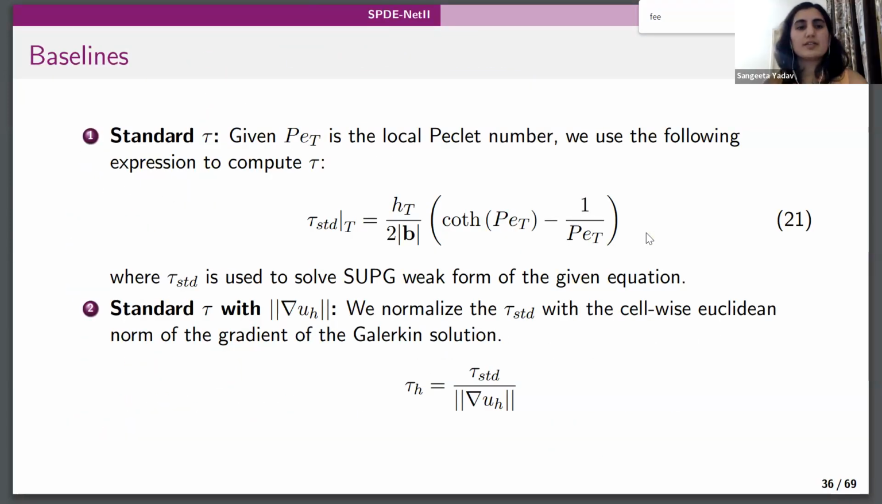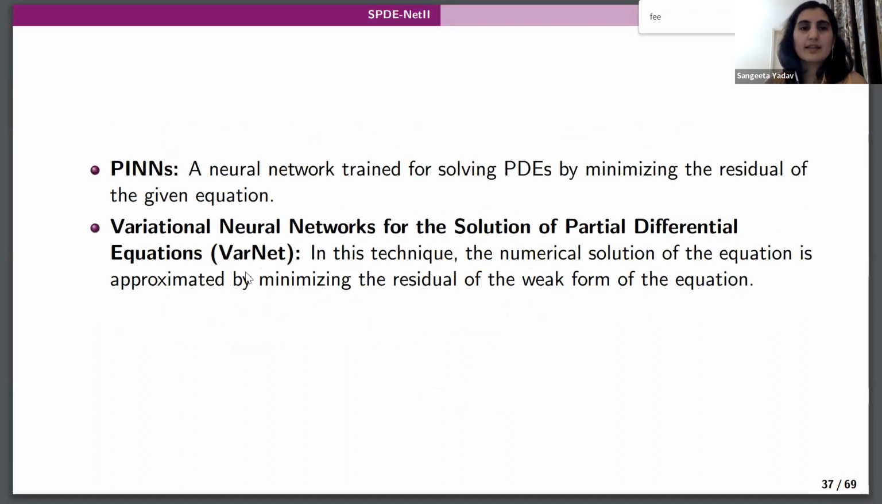Okay. Yes, so I was explaining the baseline techniques which we have considered to compare the performance of the proposed technique. We are taking 4 techniques. 2 of them are the conventional SUPG FEM based scheme, wherein in the first we will use the standard formula of tau, which we have already seen for the 1D case, and in the second one we are normalizing the value of tau with the gradient of U. The other ones are the PINNs and the variational neural network based schemes for solving PDEs.